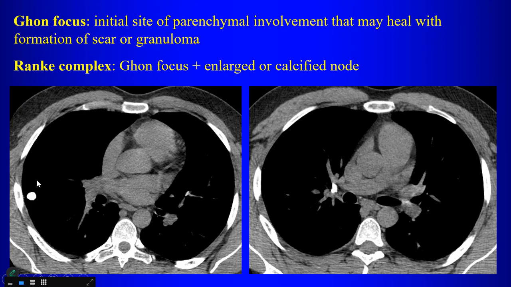So the Ghon focus is the initial site of parenchymal involvement that can heal with scar or granuloma. Rankin complex is Ghon focus plus an enlarged or calcified lymph node. So if you have an abnormal lymph node and you have some abnormality in lung parenchyma, like a calcified granuloma, you have a Rankin complex. Okay.